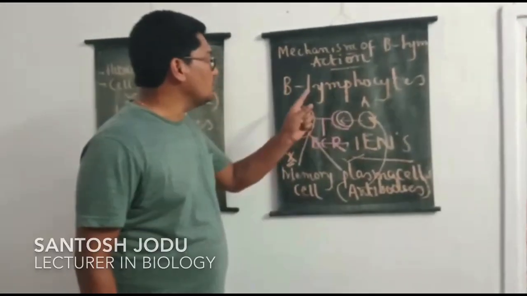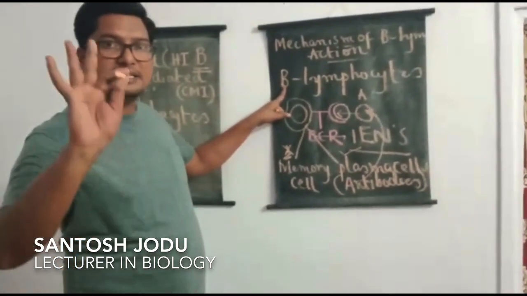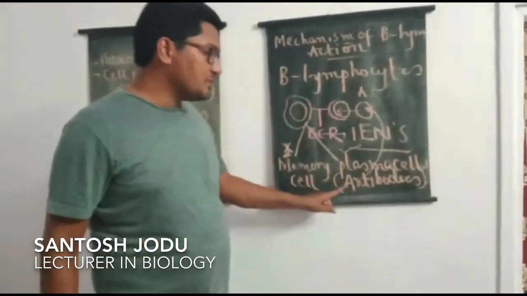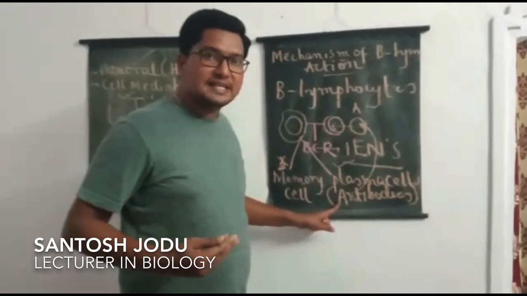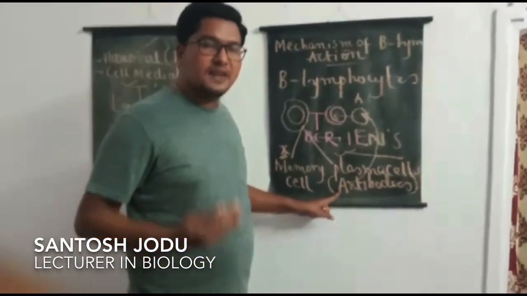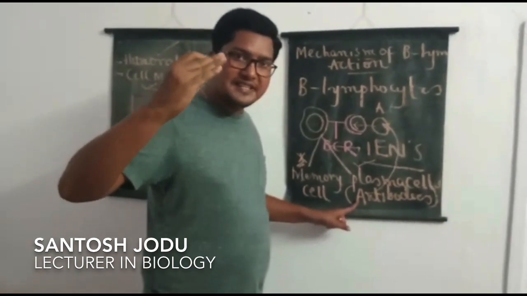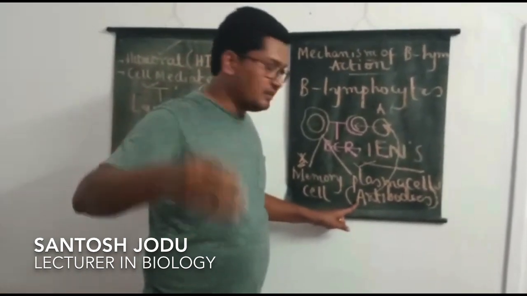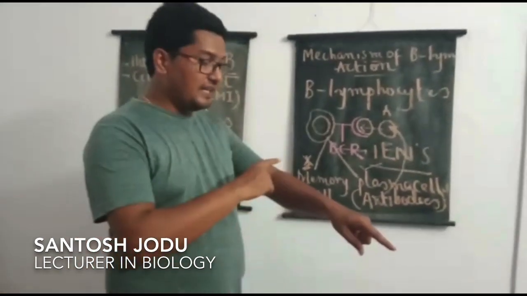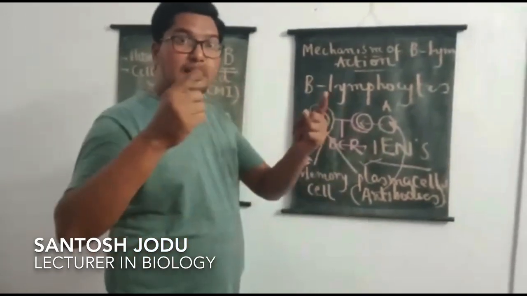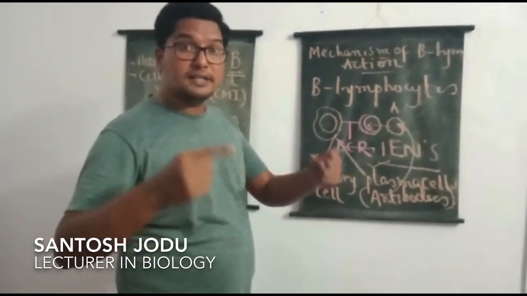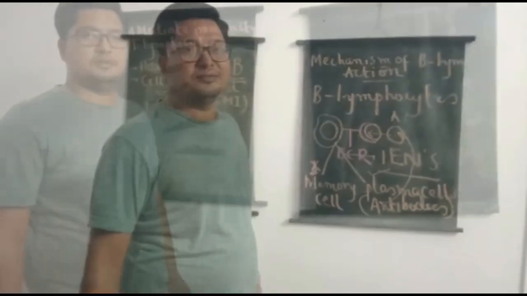So this is how B lymphocytes ultimately, by producing antibodies, offer immunity. An antibody is nothing but an antigen binding protein, and antibodies are always specific for an antigen. These antibodies freely circulate in the blood and they offer a type of immunity called humoral immunity.